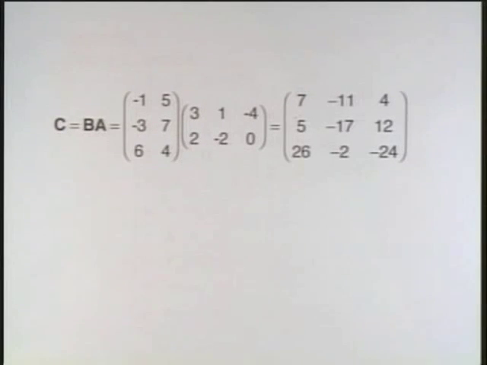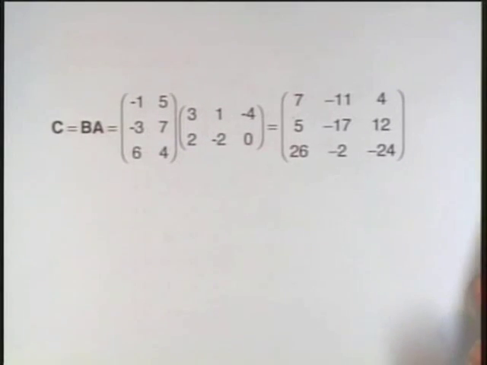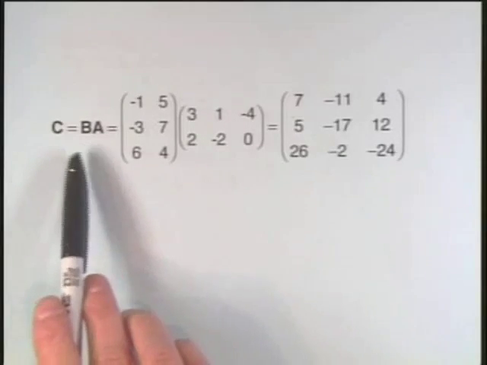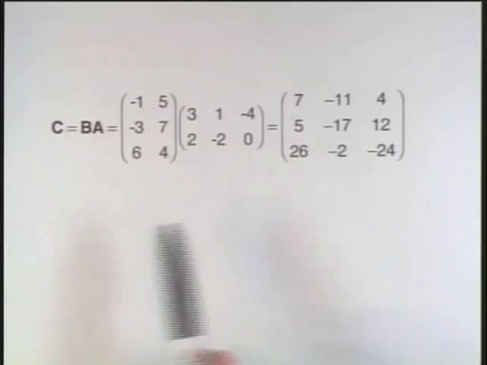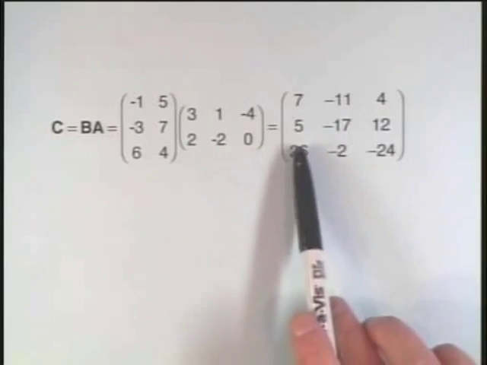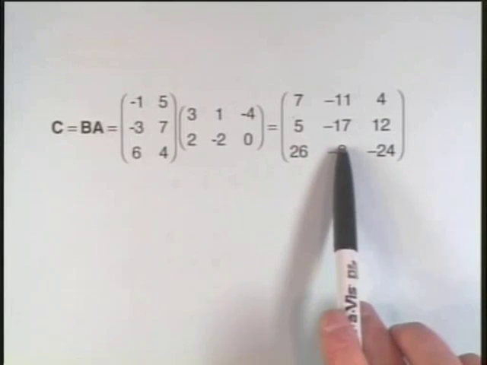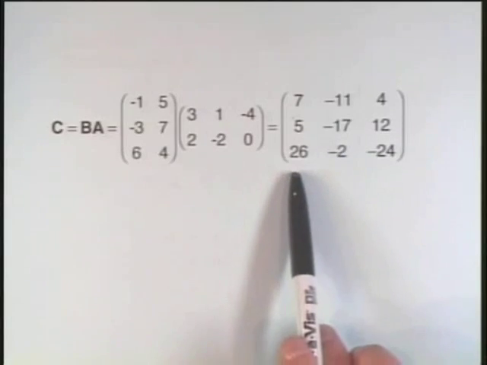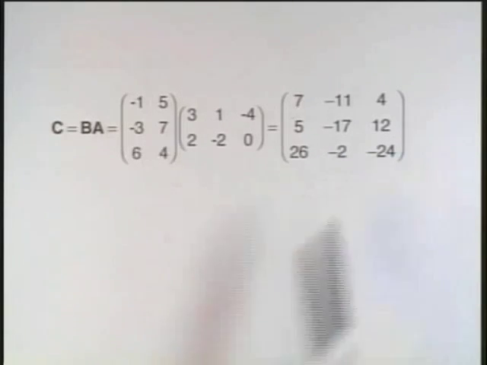Putting all of this information together in matrix form gives us C equals B times A is the 3 by 3 matrix with 7, negative 11, 4 in row 1, 5, negative 17, 12 in row 2, 26, negative 2, and negative 24 in row 3.